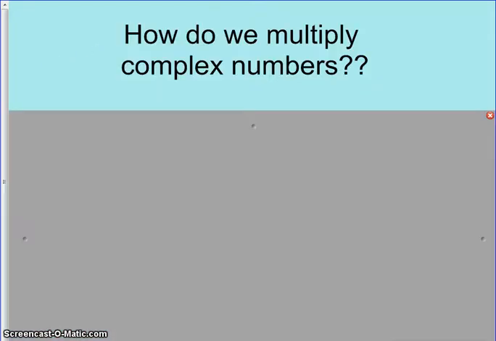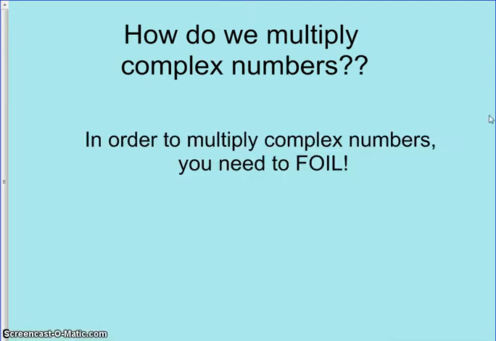Alright, so how do we multiply complex numbers? Well, when we multiply, this is similar to multiplying binomials. We need to distribute into and multiply each part. Now, you might call it FOIL. You might use the box method. It doesn't really matter as long as you remember to multiply each piece to each other.